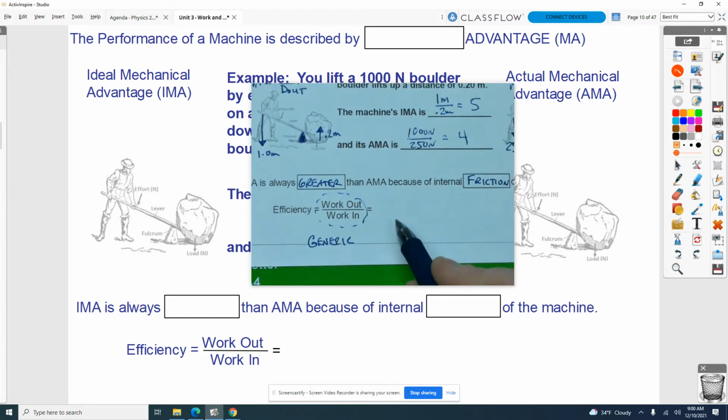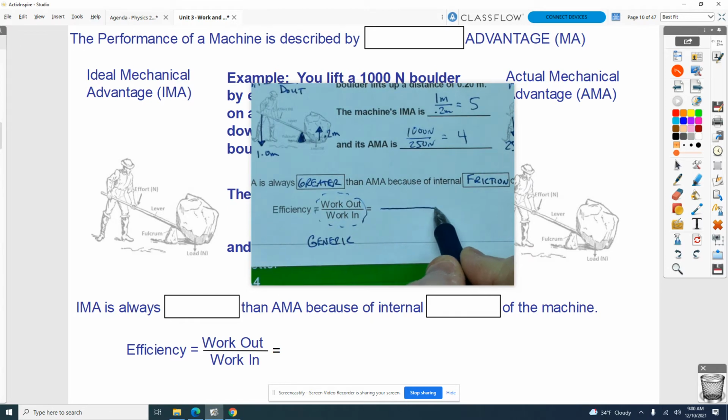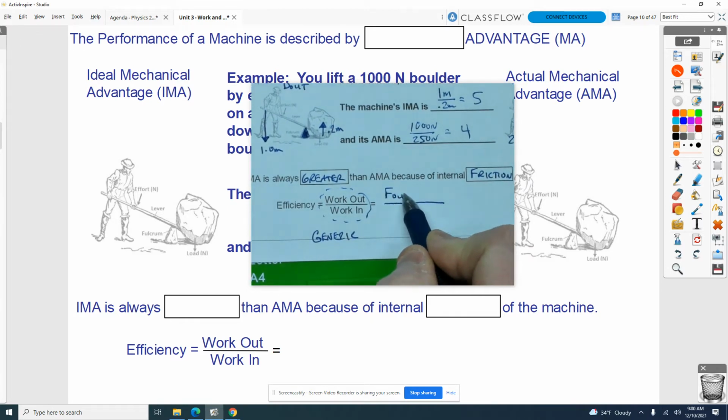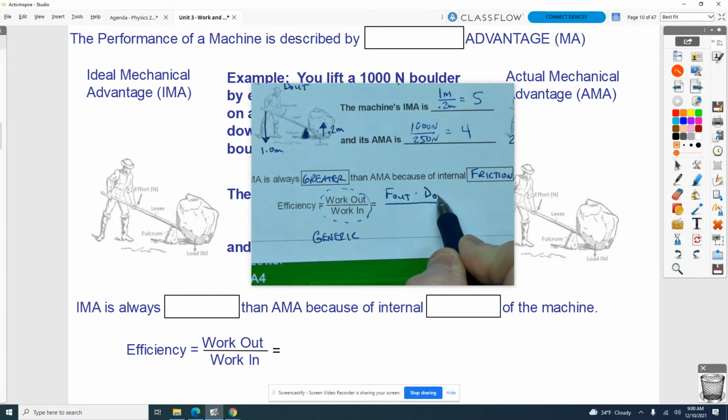Well, we can talk about that in terms of a machine. And when we talk about the work out, we could think of that as F out multiplied by D out, just a common definition for work. Looking at the output force, the output distance. Let's divide that by the work in, which would be the F in multiplied by D in.